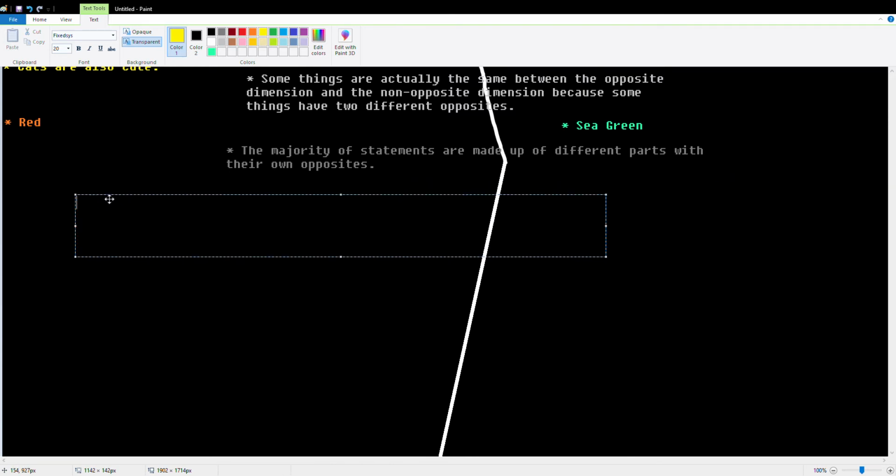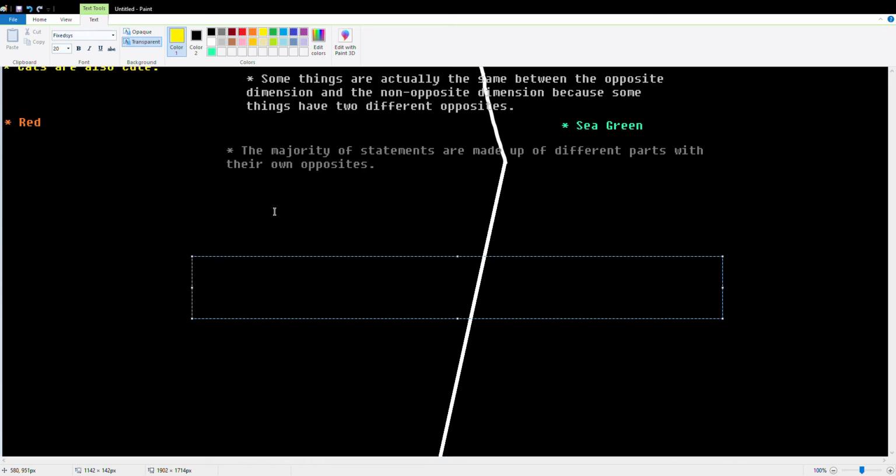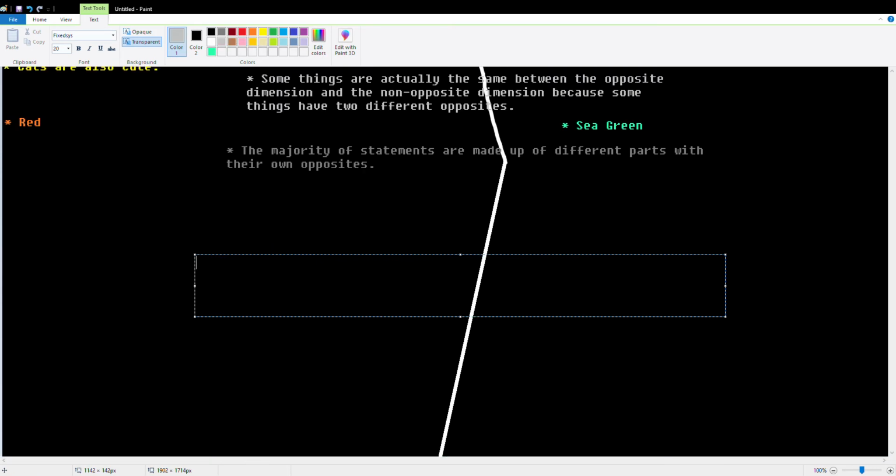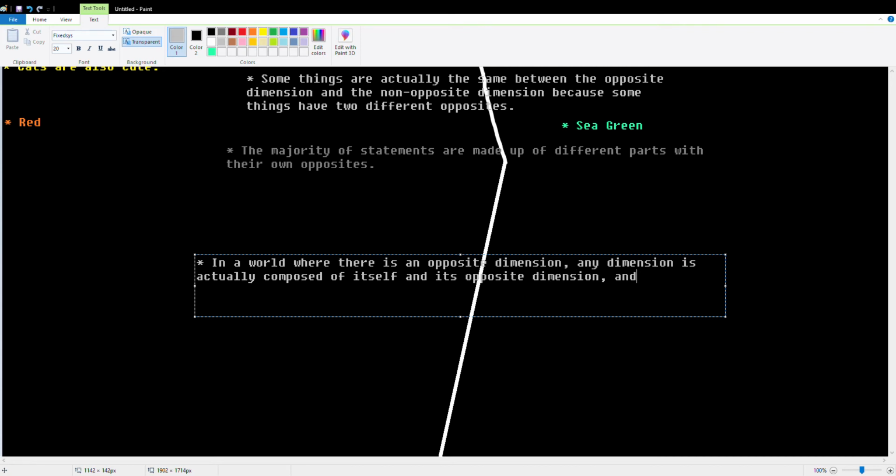So what have we learned today? We have learned today that in a world where there is an opposite dimension, the non-opposite dimension is actually then the main dimension. Then any dimension is actually composed of itself and its opposite dimension, and they are one and the same.